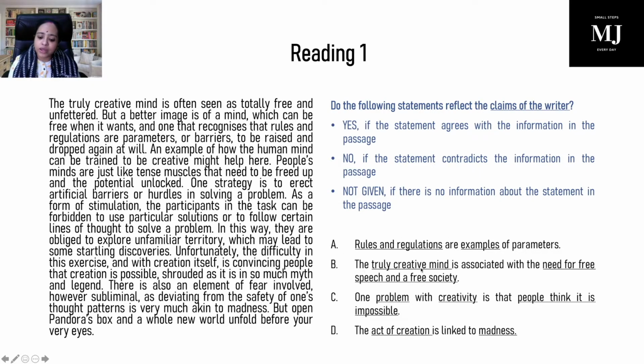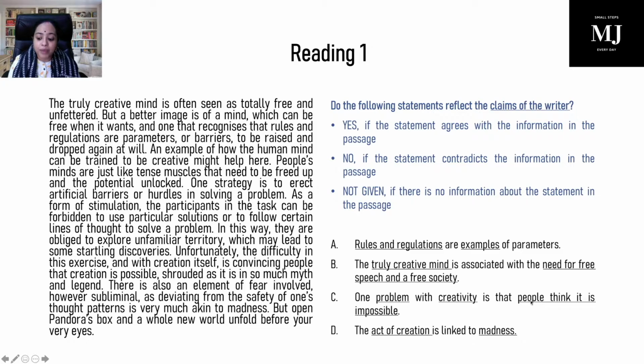Second, the truly creative mind is associated with the need for free speech and a free society. So what is associated? Truly creative mind. That is our main point, so keyword. With the need for what? Need for free speech and free society. Mark it. Third, one problem with creativity. So we actually have to look for the problem. So problem is a keyword. Problem with what? Creativity. Keyword.